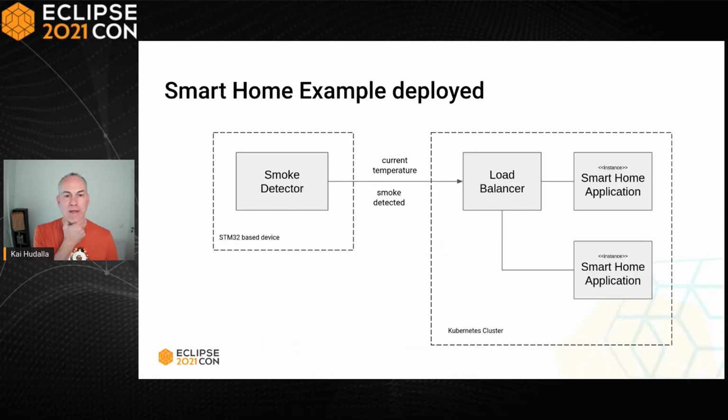So if we take a look at how such an application might be deployed in real time, you would probably have an STM32 microcontroller in the smoke detector, which is running some firmware and which is responsible for implementing the connectivity to the backend application. And your backend application in this case might be deployed in a public cloud environment in a Kubernetes cluster. So in reality, your smoke detector will talk to a load balancer, and the load balancer will distribute the traffic to an instance of your smart home application.